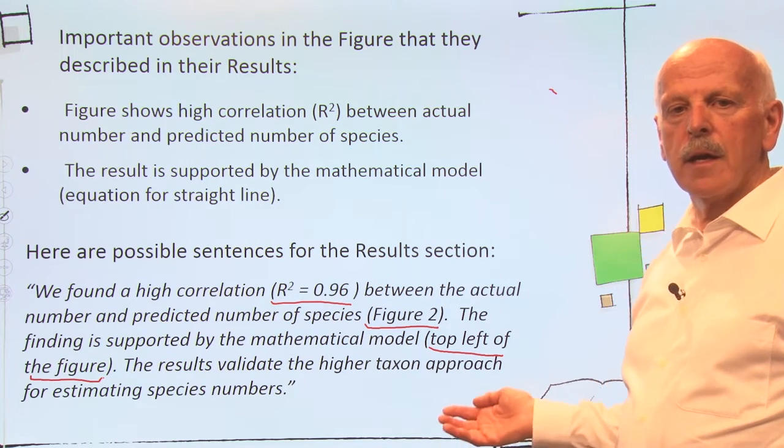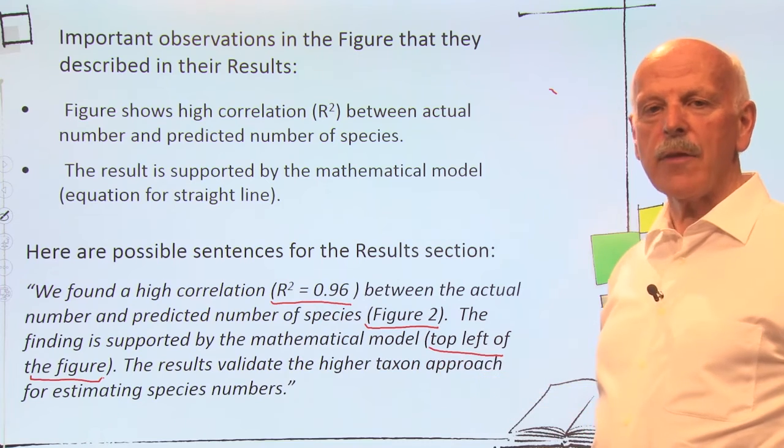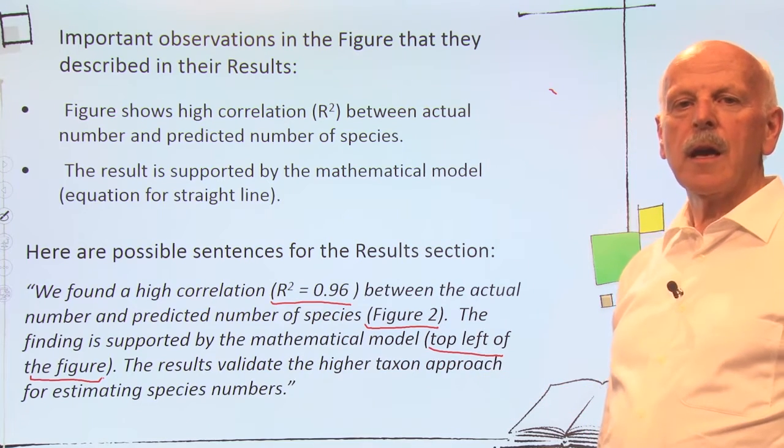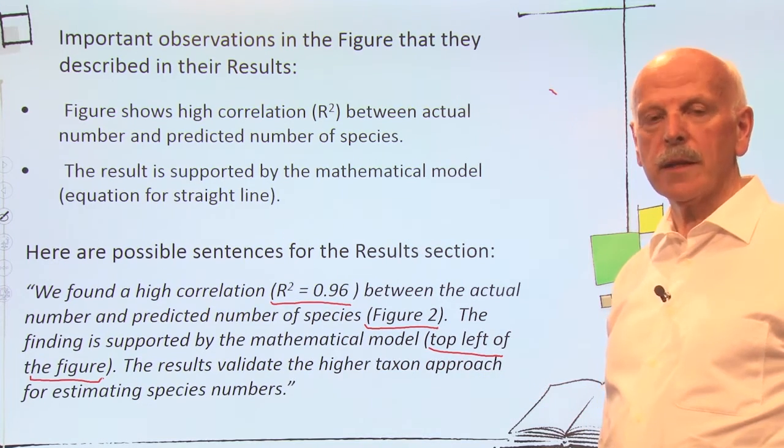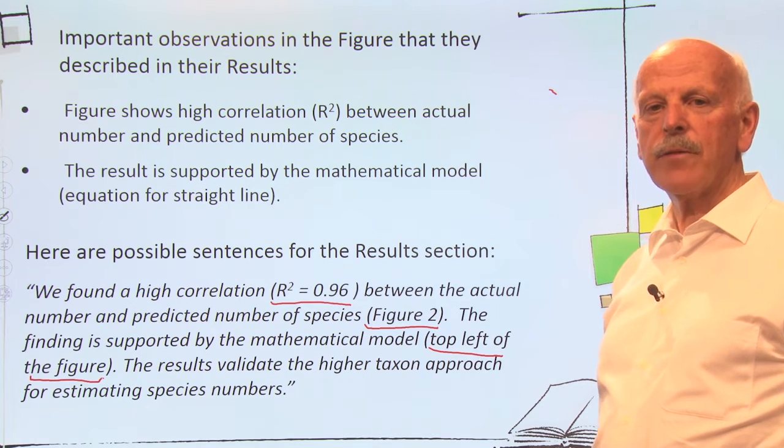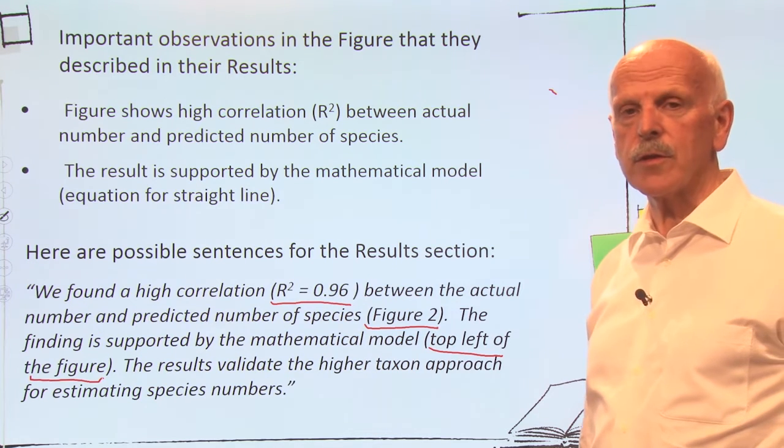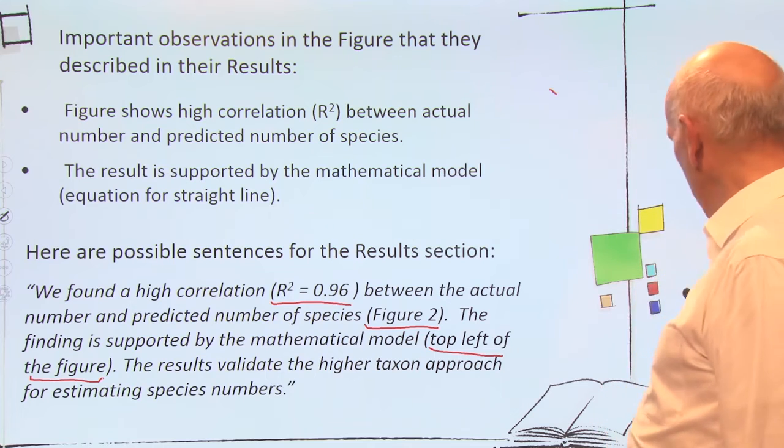So they gave convincing evidence in this paper of a method for estimating the number of species that are found on land and in the oceans in planet Earth.